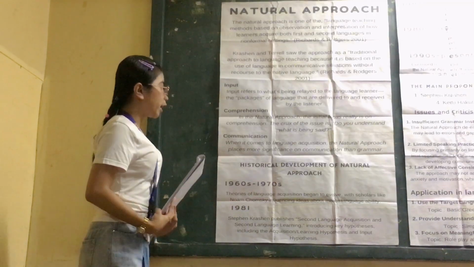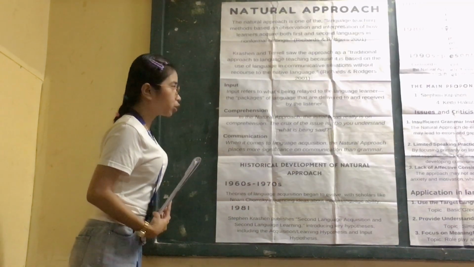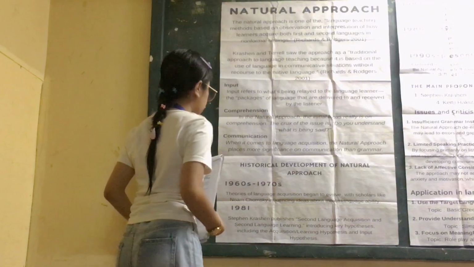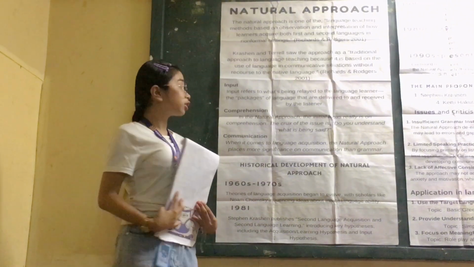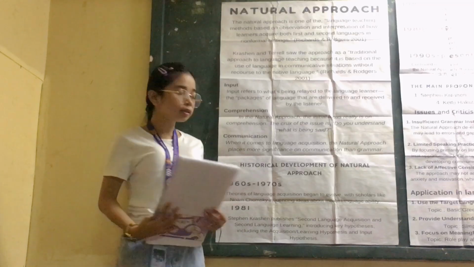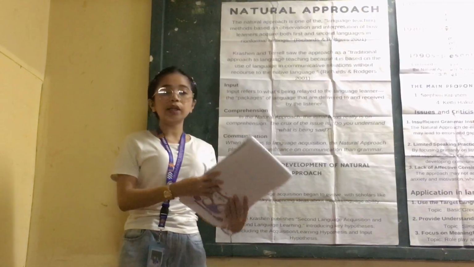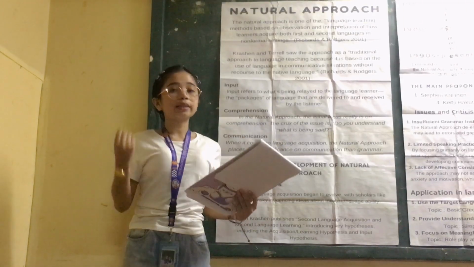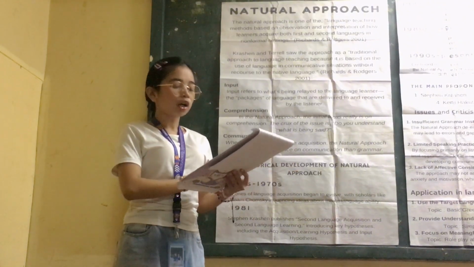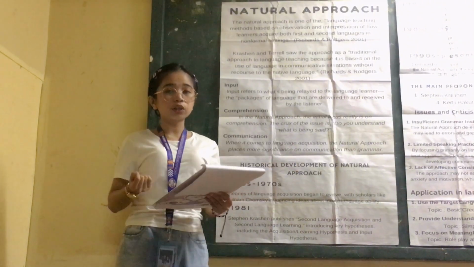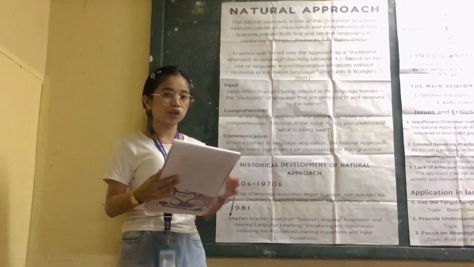Next is the comprehension. In the natural approach, the initial focus really is on comprehension. The crux of the issue is, do you understand what is being said? Understanding the meaning of something can be done in a variety of ways. Besides grammar breakdowns, comprehension must precede production for true internal learning to be done.